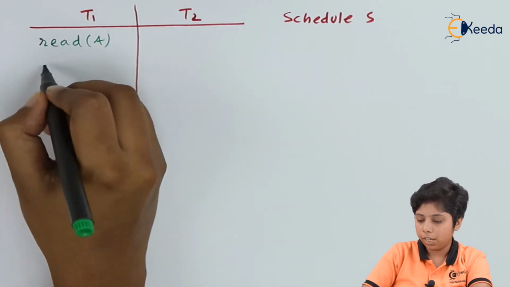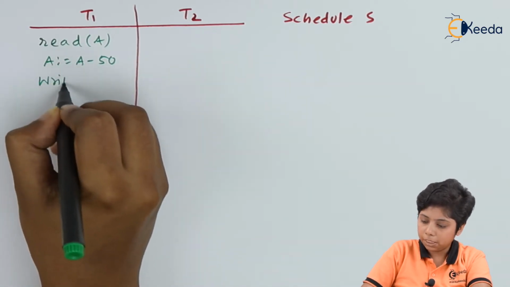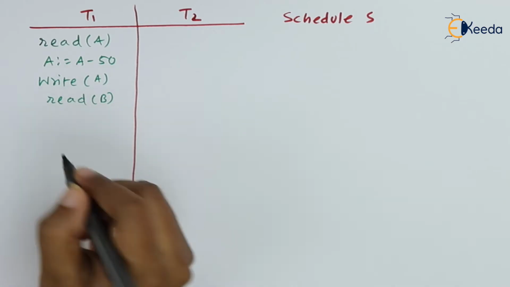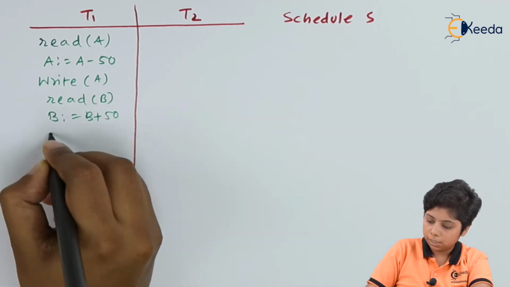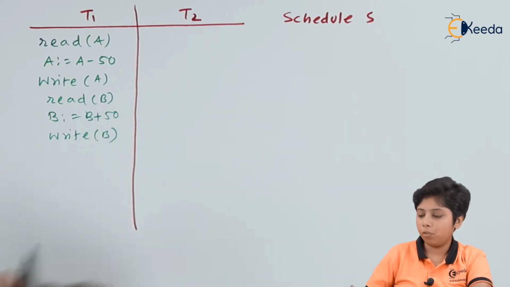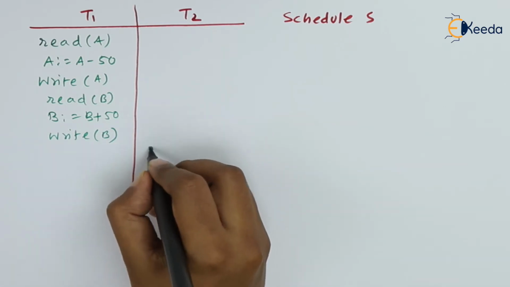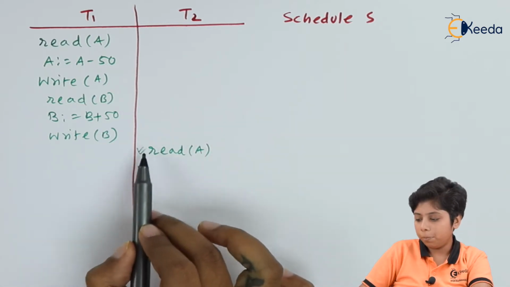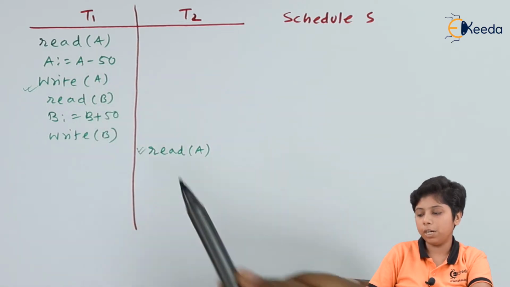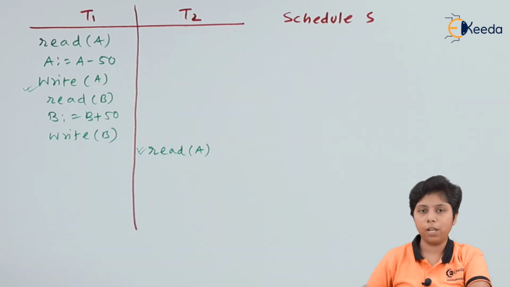We read the value of A, deduct 50 from it, and update the value of A, again read the value of B, update it, and then write the result back to B. Now what happens when we introduce T2 after this T1 in the schedule? This read A will be performed after this write A. That means the value updated by T1 will be read by T2, because T1 happens before T2 in this schedule S.